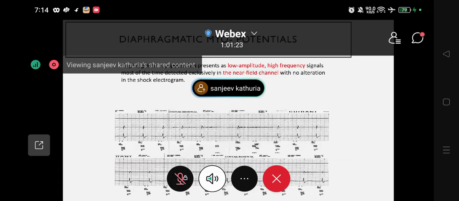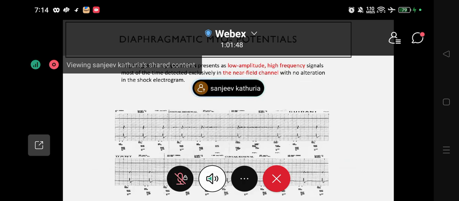Diaphragmatic myopotentials. Same thing. All of them will be high frequency, low amplitude. Now, see the difference. All other muscle potentials are in the far field, while the diaphragm is near the heart. This is in the near field. Please try to understand. The diaphragm is resting below the heart, so this lead will carry near potentials.